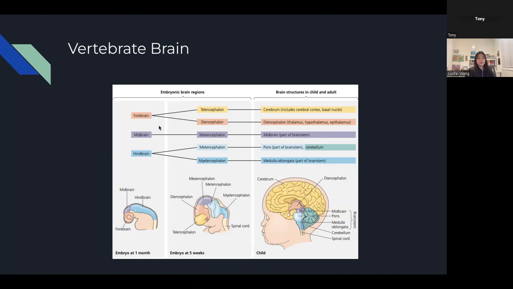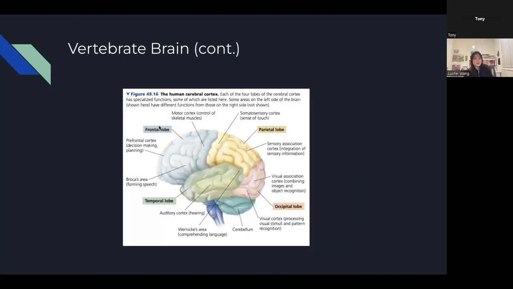Okay. So here is the vertebrate brain continued. The big part of the brain is called the cerebrum, and it's divided into four lobes. The entire thing is called the cerebrum. The very outer thin layer, the shell-ish part, is called the cerebral cortex, and there are two hemispheres in the brain.